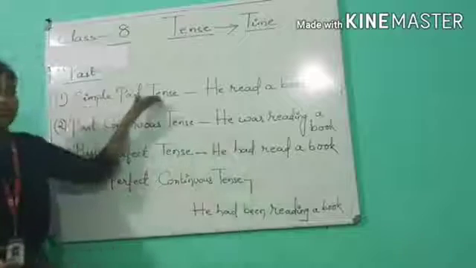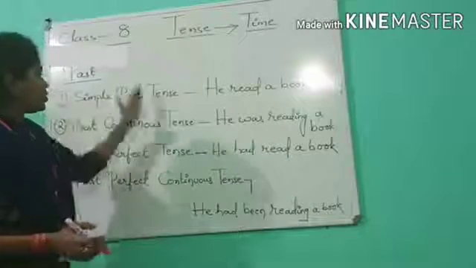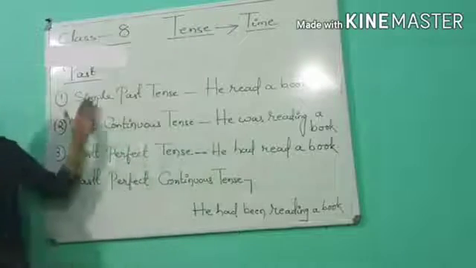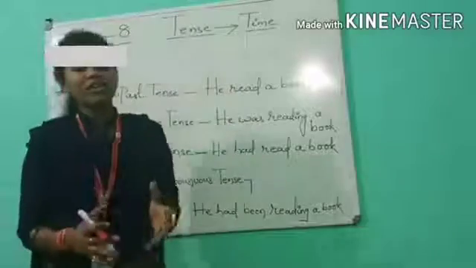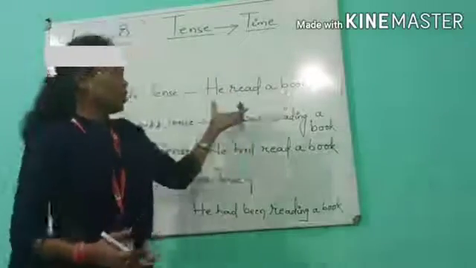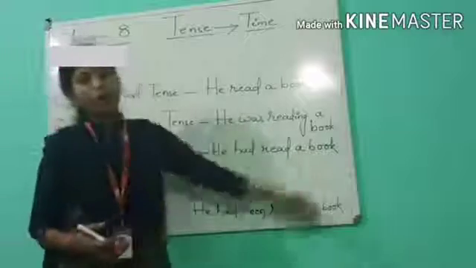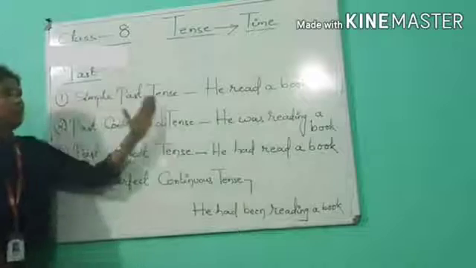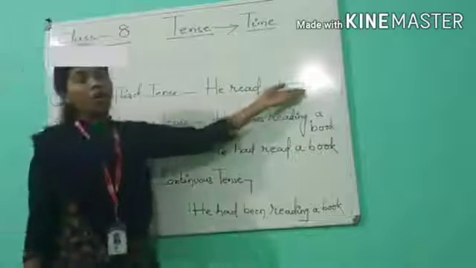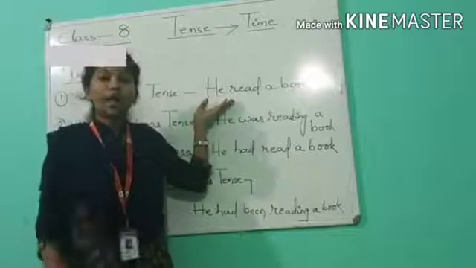Like simple past tense, there we read simple present tense. So what does the simple past tense talk about? Simple past tense means he read a book. That means it's an action, or a habit, of a particular noun or pronoun: he read a book. That means past, he has already read a book. That is called simple past tense, and it is talking about that particular pronoun or noun's action, habitual action.